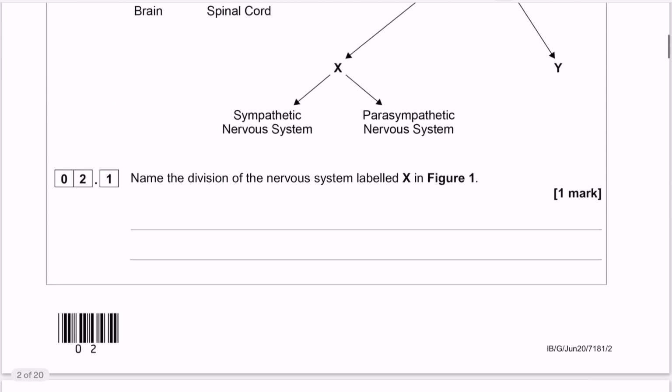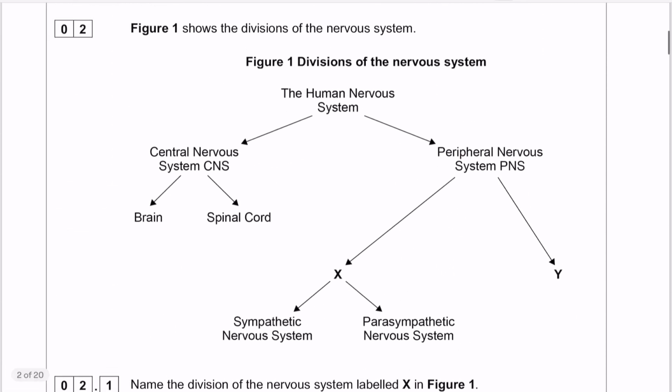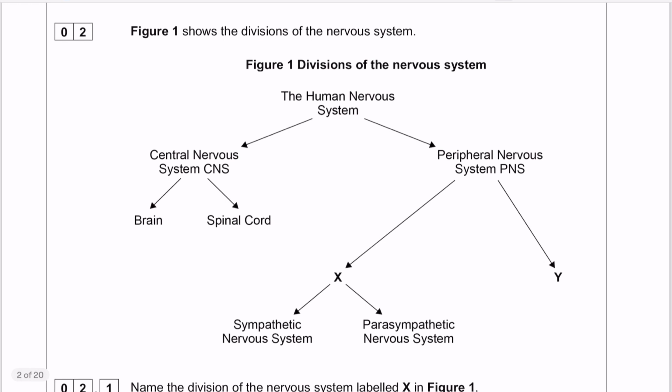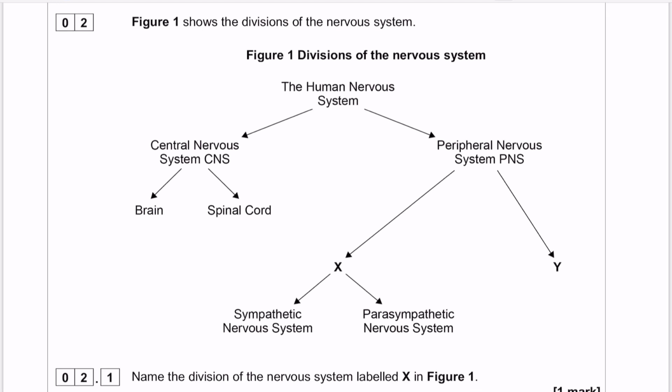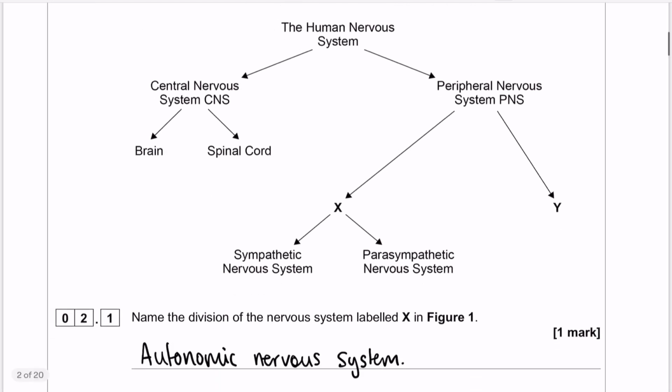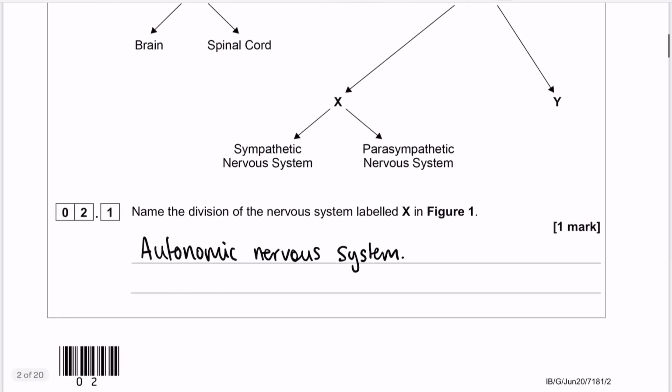Okay, so if you would like to have a go at this question yourself, then pause the video now and do so, and we'll move over to a model answer. So here is part 1, question 2.1. The division of the nervous system labeled in X is the autonomic nervous system.